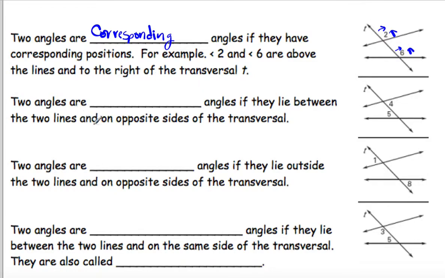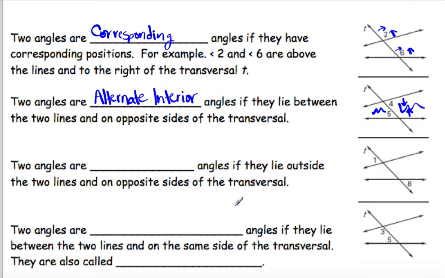Two angles are blank angles if they lie between the two lines and on opposite sides of the transversal. These are called alternate interior angles, because they are on alternating sides of the transversal and they are on the interior of these two lines, meaning like this is the inside of these lines, this inner area here. All of this is inside, and they're on opposite sides of the transversal.